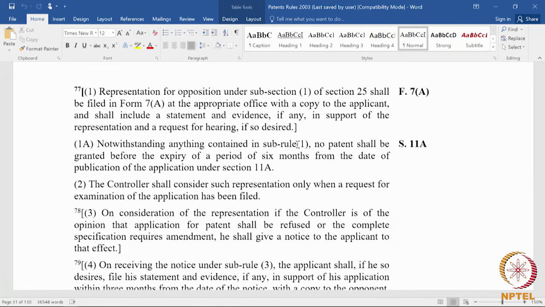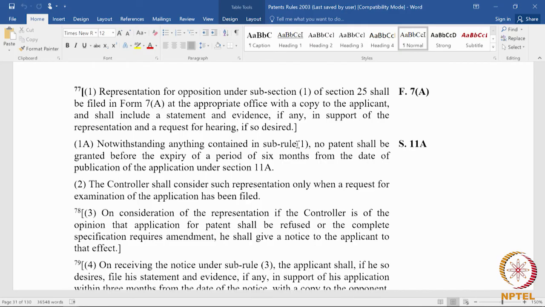Now, this was not the norm before. Earlier, the controller used to forward the copy. We will find that Rule 55(3) of the earlier provision mentioned that he shall give notice to the applicant to the effect along with the copy of such representation. So, there is a small change in procedure. Earlier, the controller would read the opposition, he had to be convinced, and then he would forward it to the applicant. Now, when you file, you have to serve a copy. So, this is a change between the earlier law and the present law.